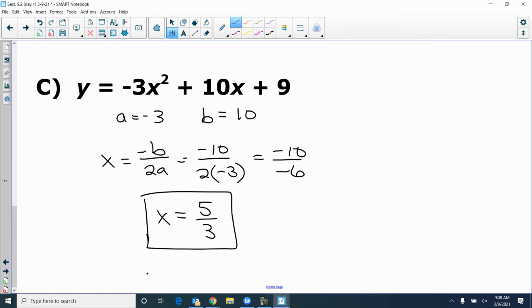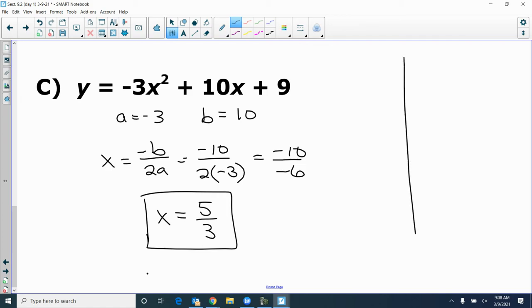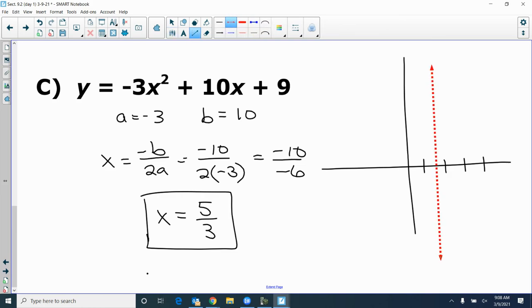Bryson, you got it? Yeah? Okay. All right, so that's our answer. This is our axis of symmetry. What else can you tell me about this graph? Does this open up or does this open down? Sam, open up or open down? It opens down. 5/3, which is 1 2/3, would be right about there. That's going to be the axis of symmetry.